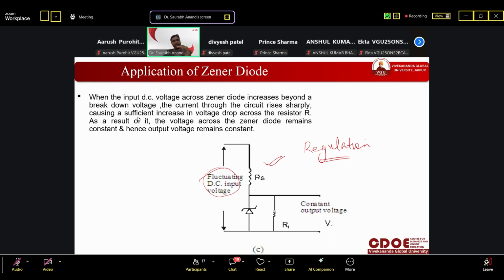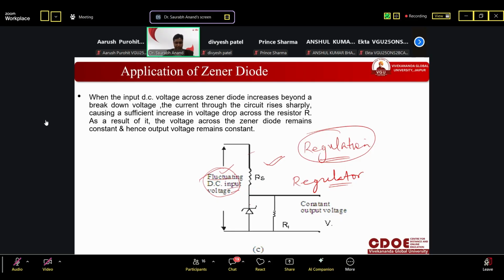If we vary the voltage, the speed will vary; sometimes it is less, sometimes high. But we want a constant speed. So this is known as regulation, and this is used as a regulator. This is the fluctuating input, meaning the varying, changing value.